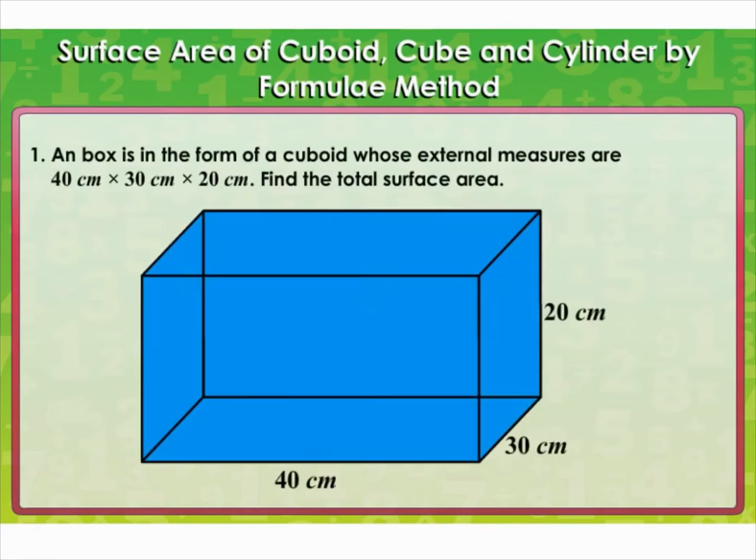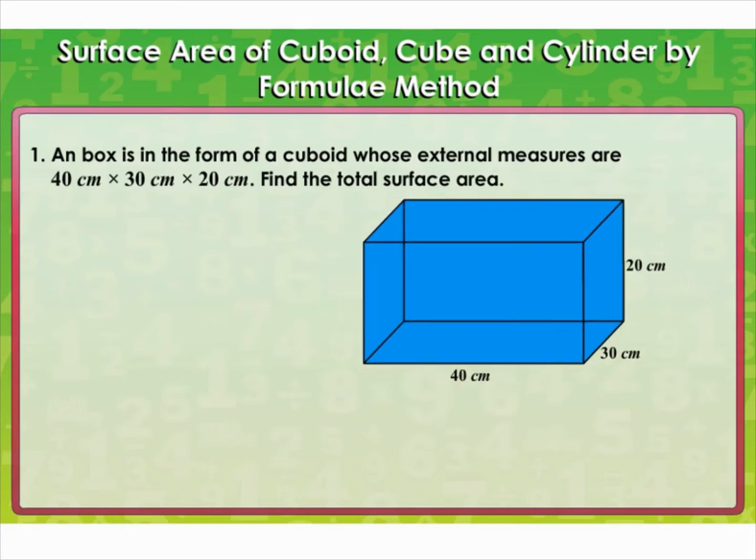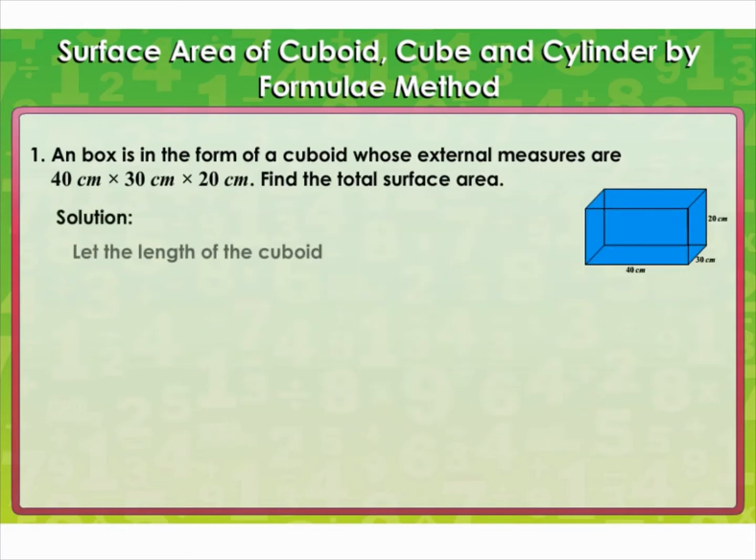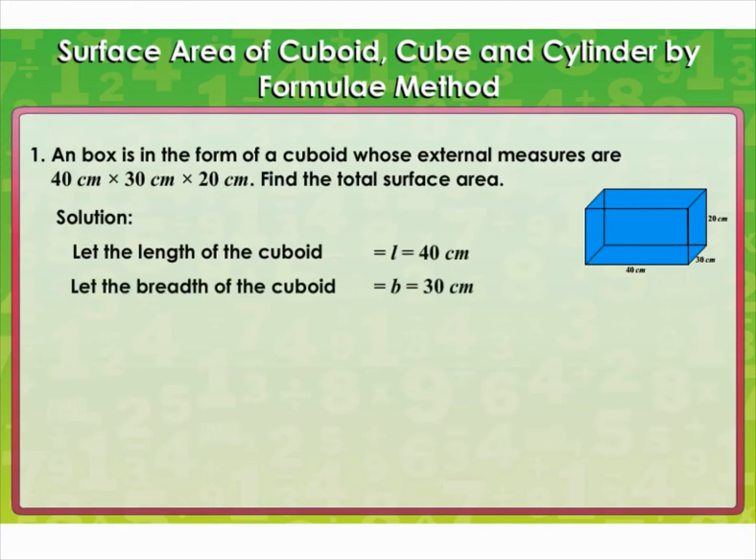A box is in the form of a cuboid whose external measures are 40 centimeters into 30 centimeters into 20 centimeters. Find the total surface area. Solution. Let the length of the cuboid be L equal to 40 centimeters. The breadth of the cuboid B is equal to 30 centimeters. Let the height of the cuboid H be equal to 20 centimeters.